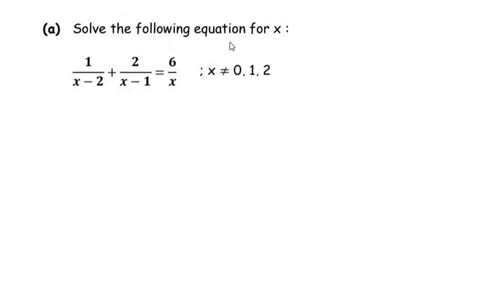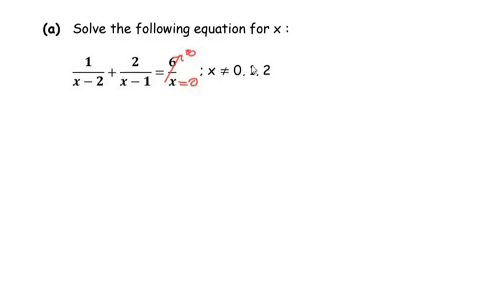Solve the following equation for x given that x should not be equal to 0 or 1 or 2. This condition is given because, for example, let us consider that the value of x is 0. Here the denominator goes down to 0, so this fraction becomes 6 over 0, and any number which gets divided by 0 goes to infinity. So we cannot get any value of x if the equation goes to infinity.